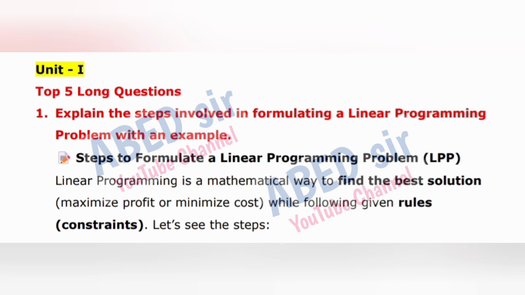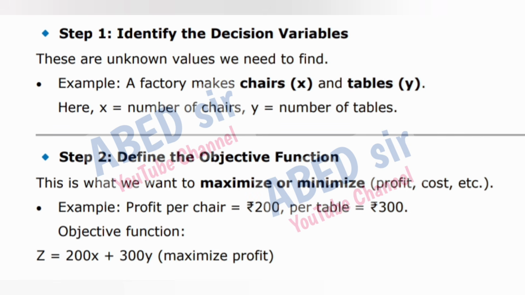Linear programming is a mathematical way to find the best solution, maximize profit or minimize cost, while following given rules, constraints. Let's see the steps. Step 1. Identify the decision variables. These are unknown values we need to find.